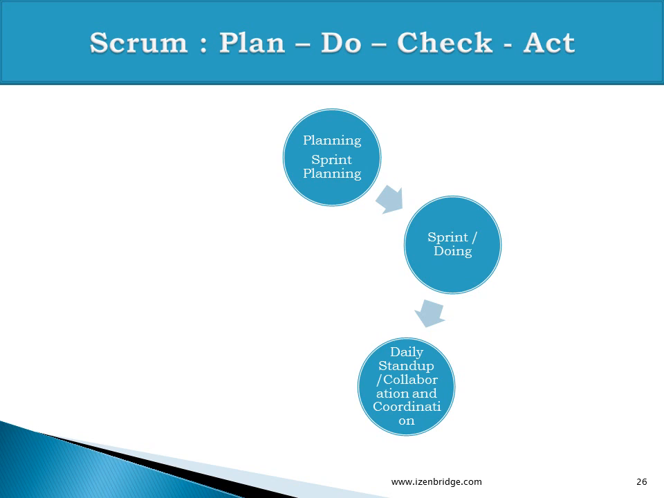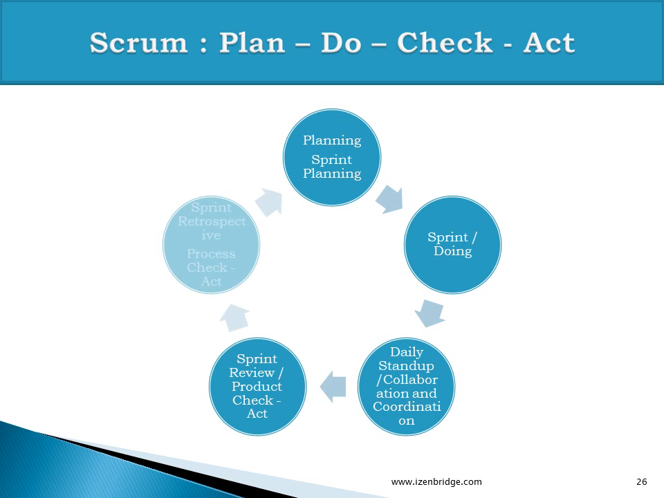And then at the end of a sprint, we have a sprint review meeting where we check the product. And once the sprint review is done, we have a sprint retrospective where we check the process and also decide what to do to improve further. So we start with the planning.